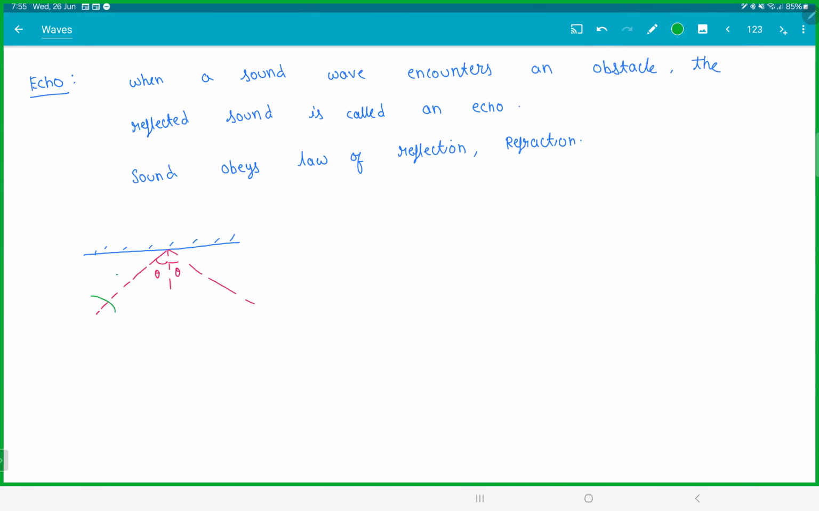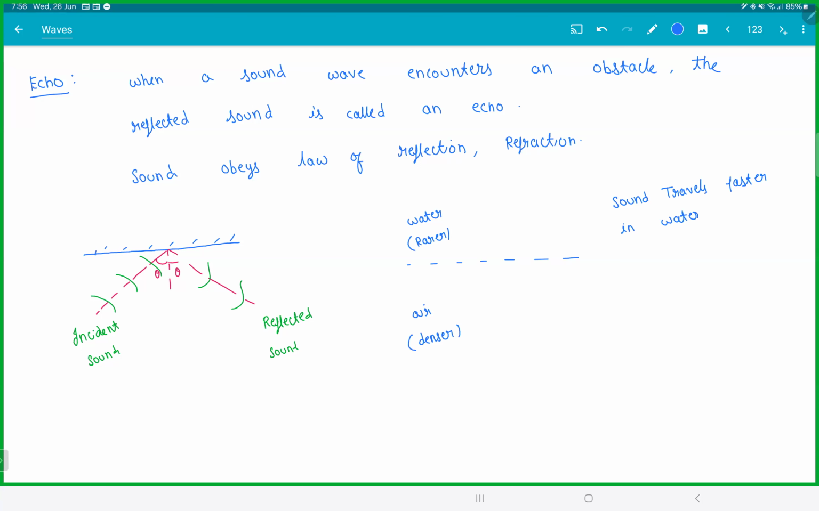So if a sound wave hits the wall, it bounces off just like a light ray. And the same thing, let's say if a sound is going from water to air. If you see, for water, sound travels faster here, so it's a rarer medium. Sound travels slower here, so that's a denser medium.